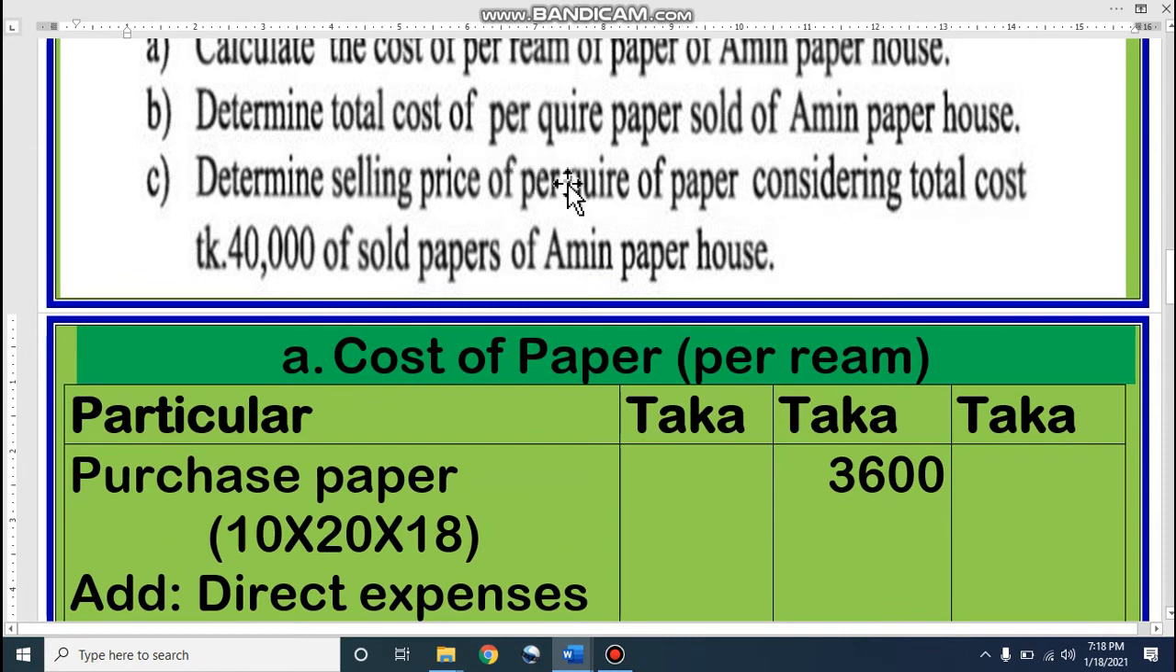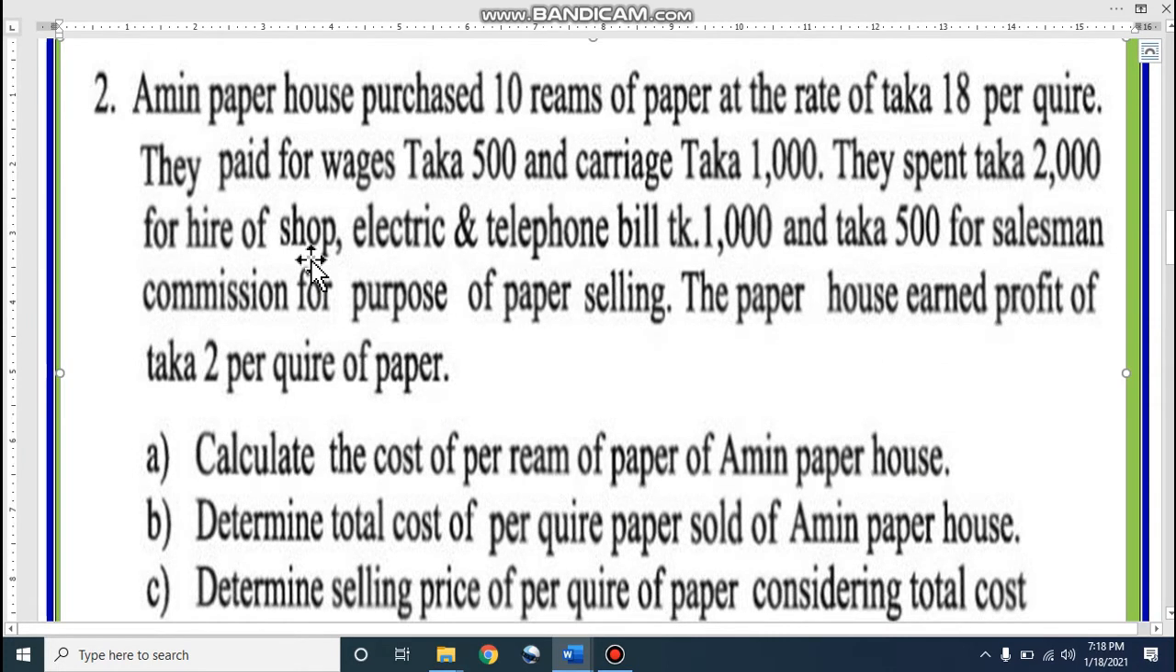Determine the selling price per square paper considering total cost. That means total cost is given, 40,000. Whatever total cost we have, we cannot consider it now. We have to consider total cost is 40,000. And what about profit? Look at the paper house earned profit at the rate of taka 2 per square. That means profit 2 per square.